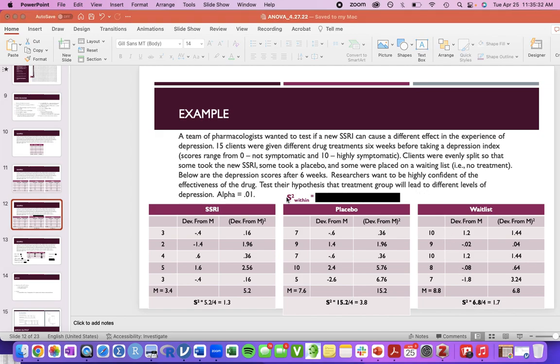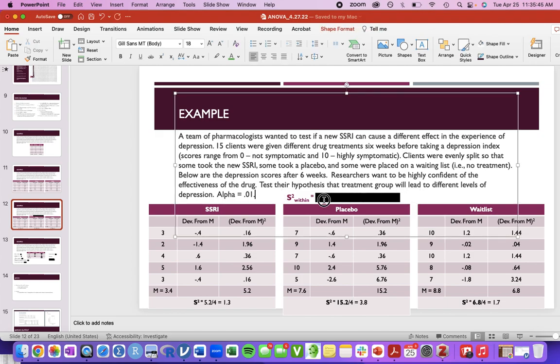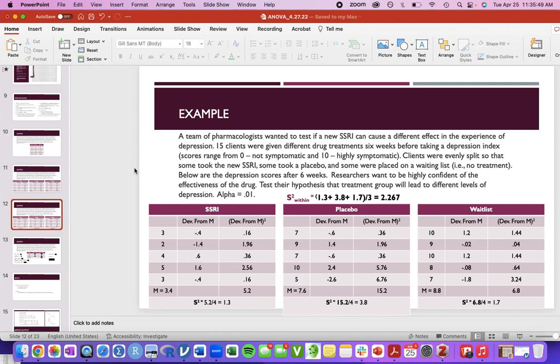Then in order to get your variance within, we just calculated the variance for each group. But to get the variance within, we're going to add all of these up and divide it by the number of groups. And that is 3. So when we do that, we get 2.267. So that is our variance within.